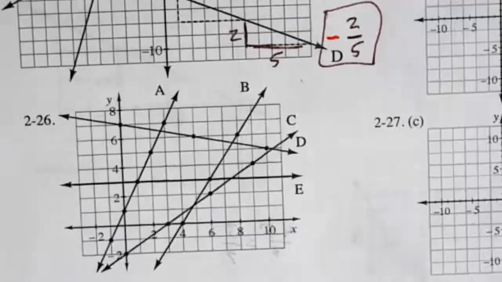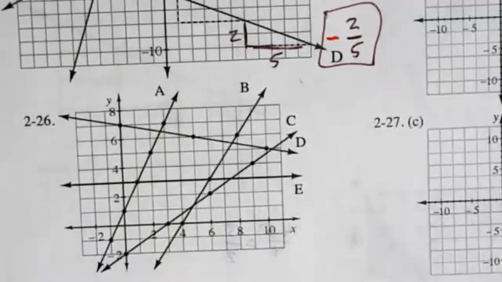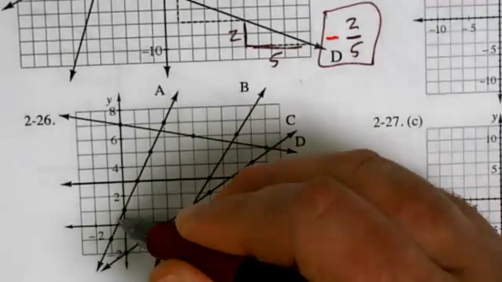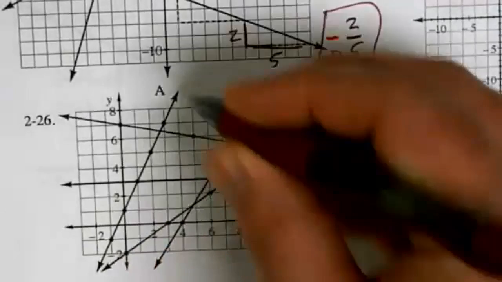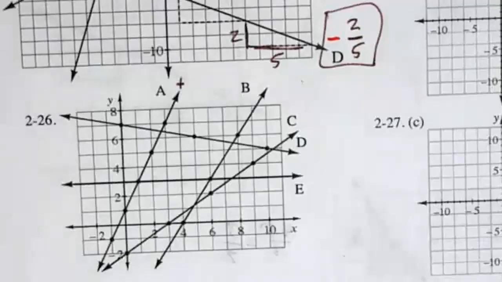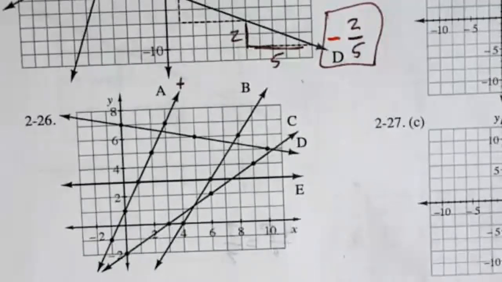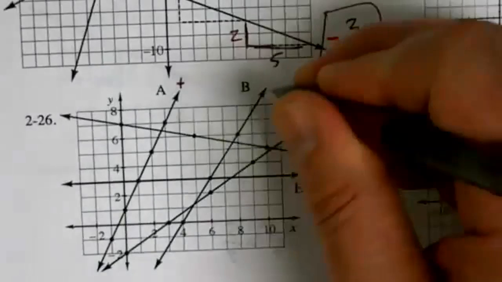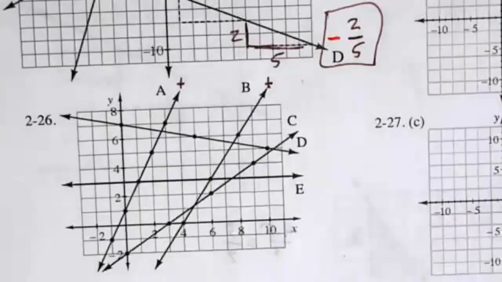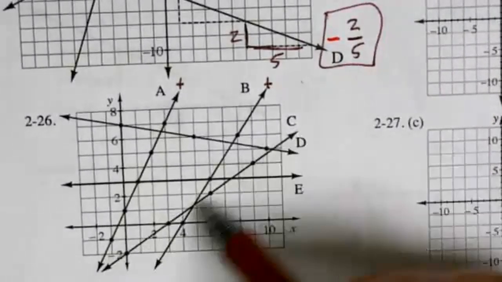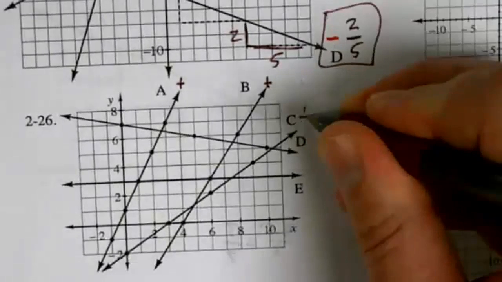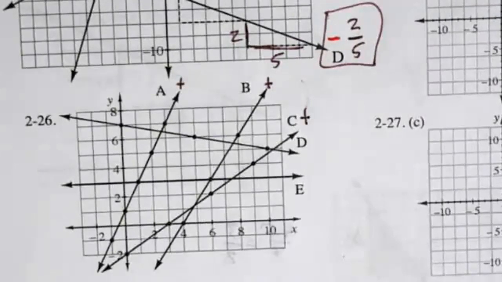So next to each of these letters, A, B, C, D, and E, let's write pluses or minuses. A positive or a negative slope? If I walk from left to right, I would be walking uphill. That's positive. What about B? Positive or negative? B is positive. What about C? Positive or negative? C is this one right here. That's positive. What about D? D is negative. We're going downhill with D.